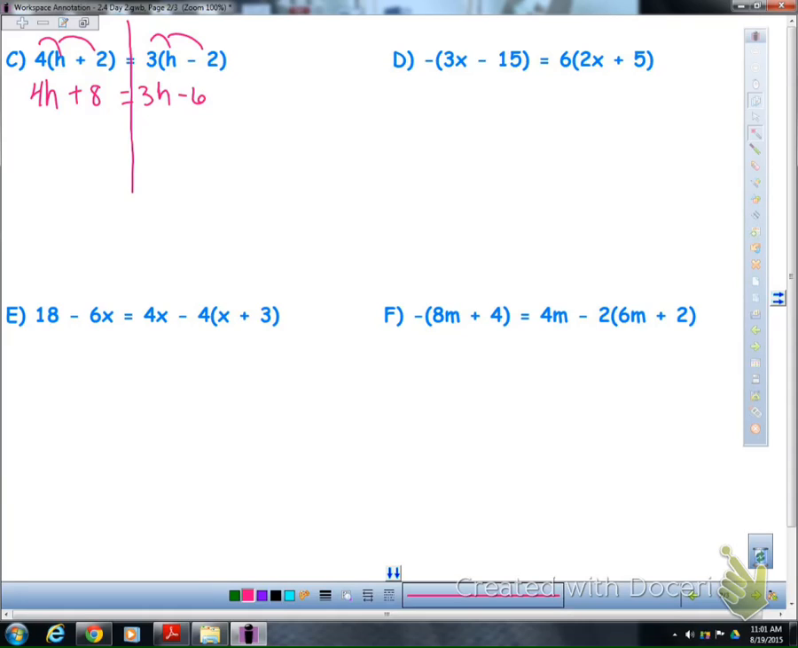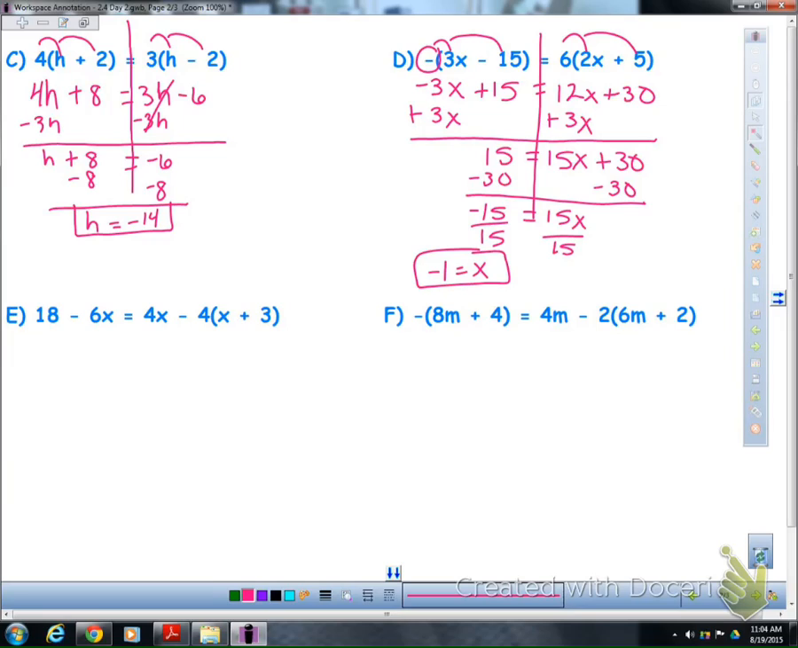Now, we do not have any like terms to combine, so we can just move our smallest variable. Our smallest variable is 3h. It's positive, so we're going to subtract 3h from both sides. 4h minus 3h is 1h. Bring down the positive 8. On the right side, the 3h's cancel, and we have negative 6 left over. Next, we want to just subtract 8 from both sides. Negative 6 minus 8 will give us h equals negative 14. Pause your video and do example D on your own.